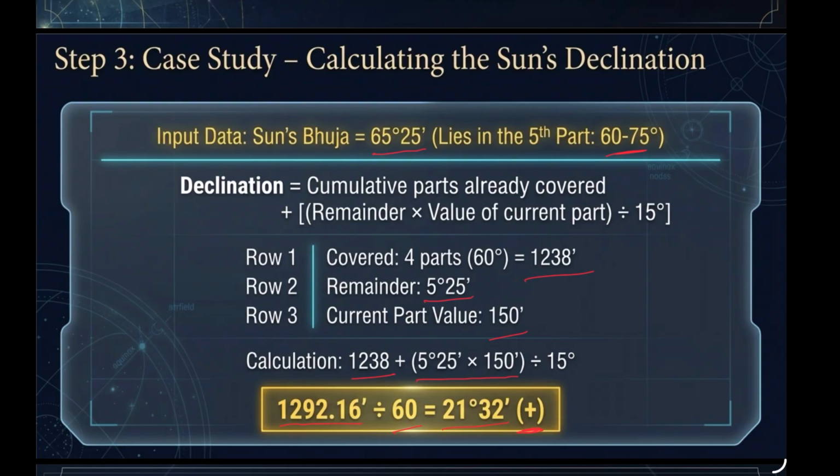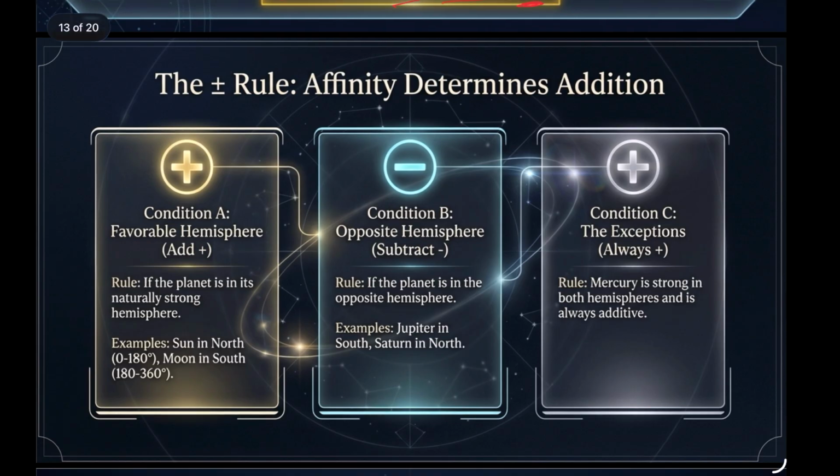Why have we added plus? Because the Sun is strong in the northern hemisphere and the planet is in the northern hemisphere. So we'll add. If the planet is in the opposite hemisphere, where it is not strong, we'll use subtraction. I have written here the condition for whether to use plus or minus. If the planet is in the favorable hemisphere, we'll use addition. If it is in the opposite hemisphere, we'll use subtraction. Mercury is always strong, so for Mercury we don't consider the hemisphere; we always do the addition.